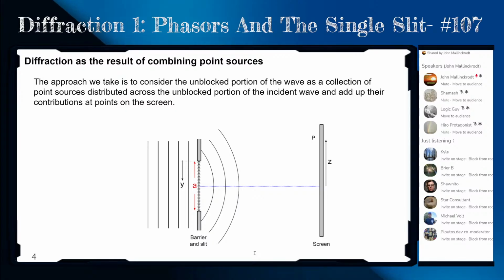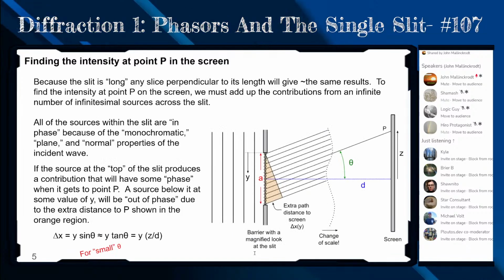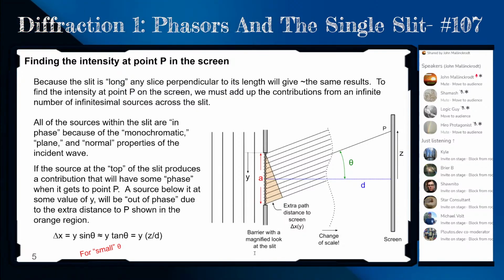Okay, ready to move on to the next slide. On the next slide, let's think about how we will find the intensity at this specific point. I just chose an arbitrary point P on the screen, and I'm showing you lots of things on this slide just to make several points.